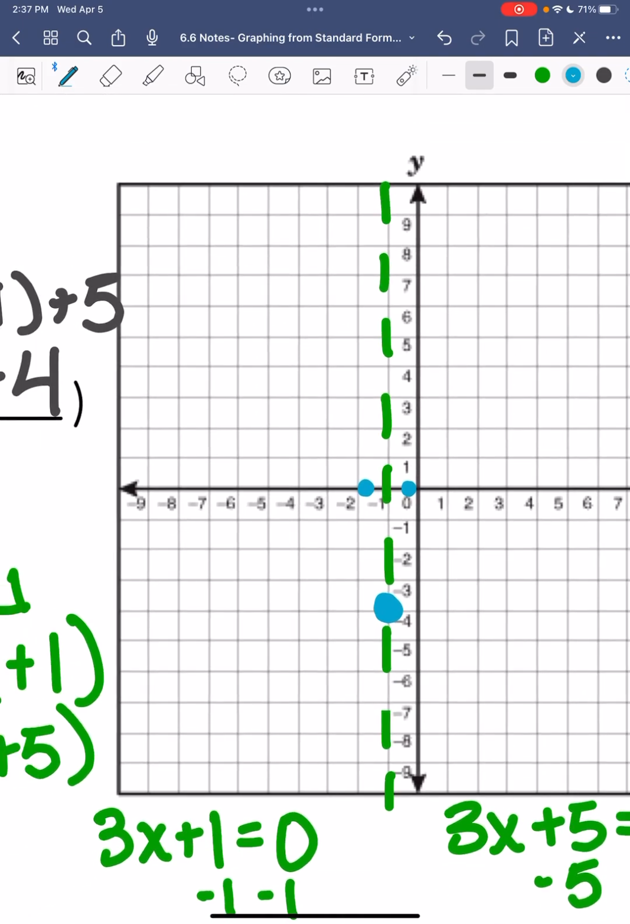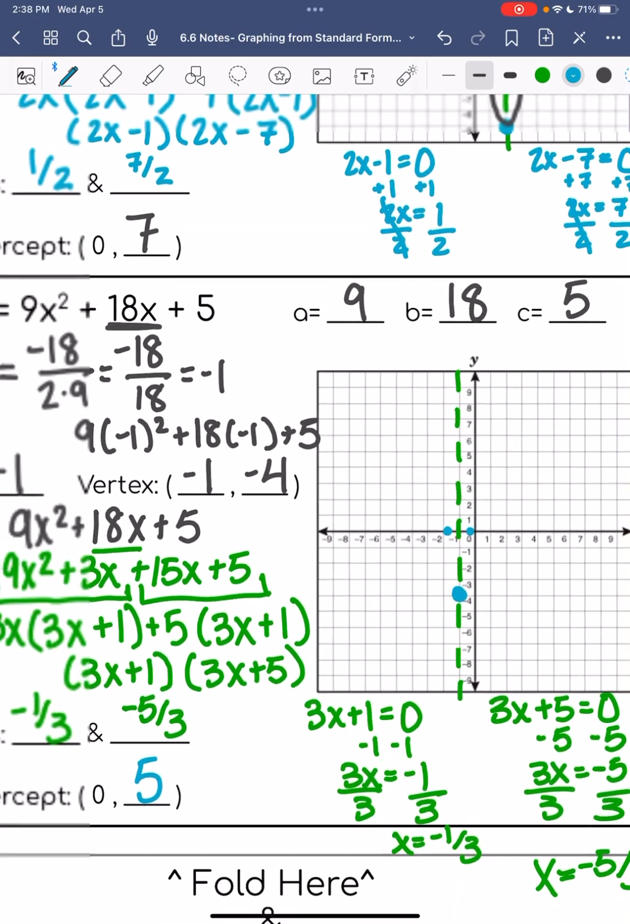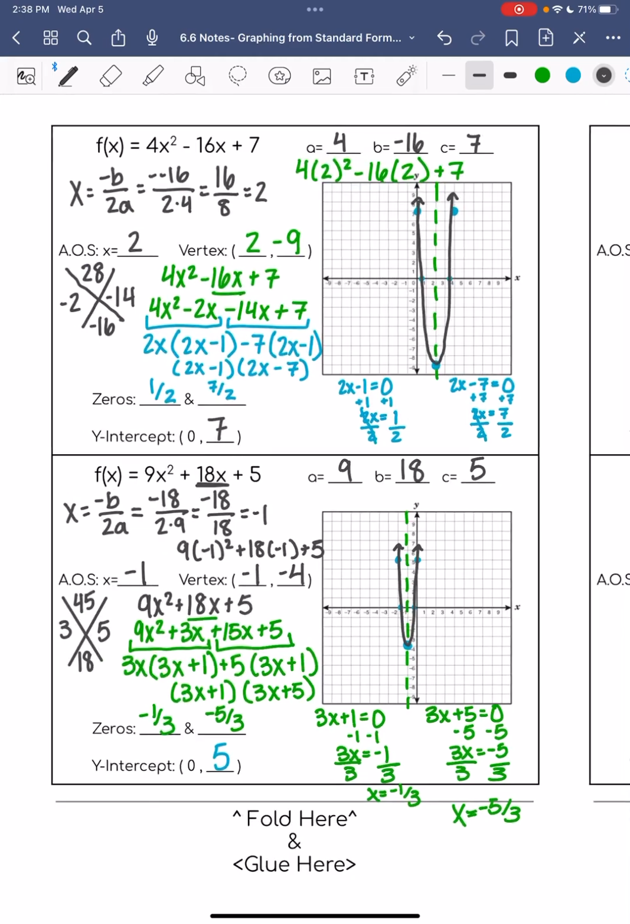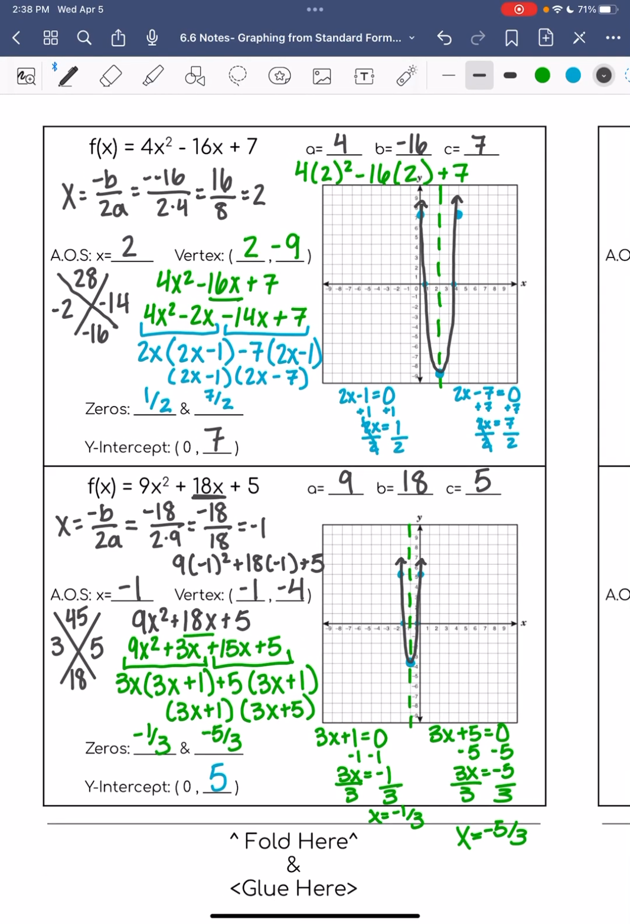And again, don't worry about them being perfect. Just worry about them being at least in between the right numbers. My y-intercept is 0, 5. And then just like I did on the last one, since this is 1 to the right of my axis of symmetry, I'm going to reflect 1 to the left. Put a point there. And we are good. Connect it into a super tall, skinny U. There we go. So that is 6.6 notes.